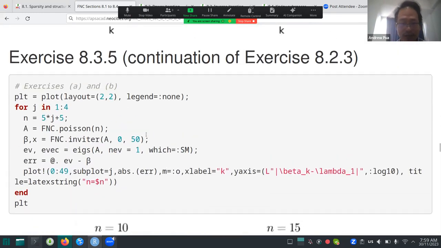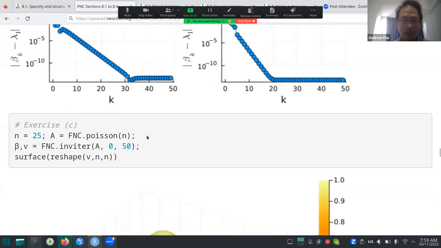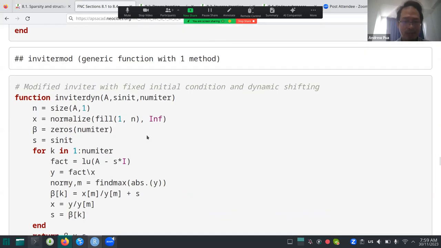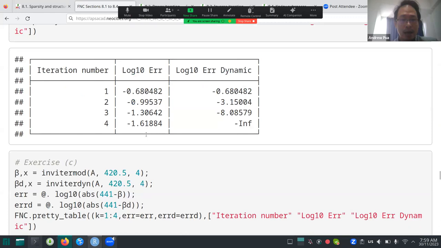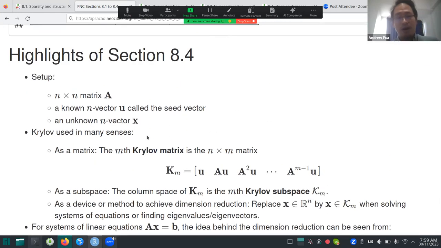I don't have enough time to go to 8.4, but the remaining exercises are also quite nice. There's a part about dynamic shifting. I also have that here. It's a simple modification as well. And then I think next week I'll start with 8.4, okay? Which is also a very cool topic. So I hope you'll join us for that one. Yeah, I think that's it for now.